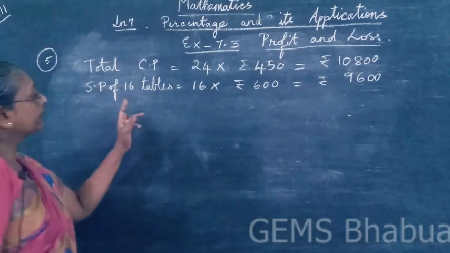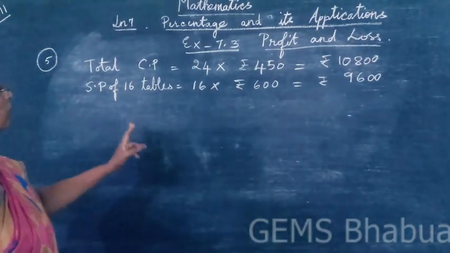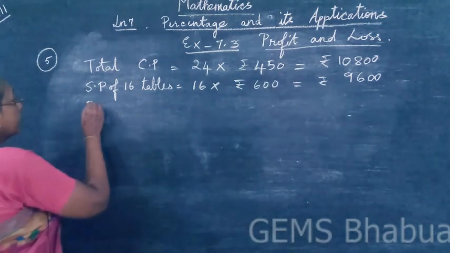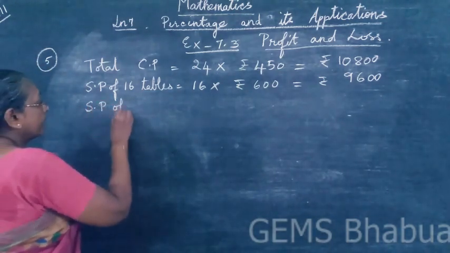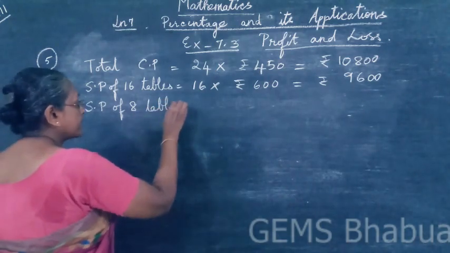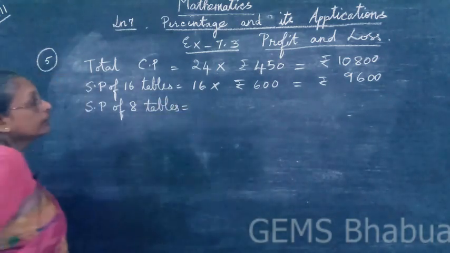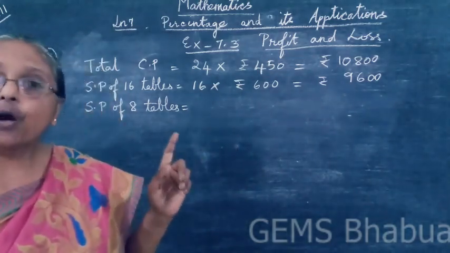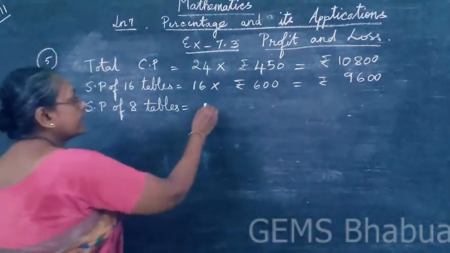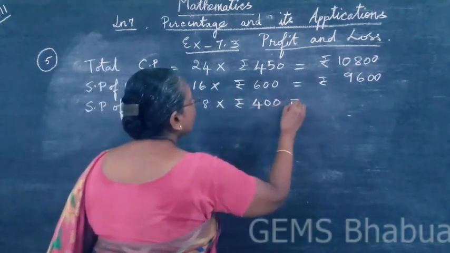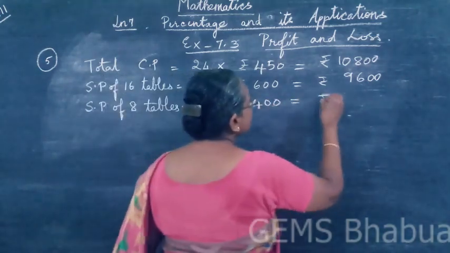Now, how many are the remaining tables? If we take away 16 from 24, we get 8. So the remaining will be 8 tables. We have to find out the selling price of 8 tables. And they are saying the cost of the remaining tables is rupees 400 per table. So 8 multiplied with rupees 400, we get rupees 3,200.